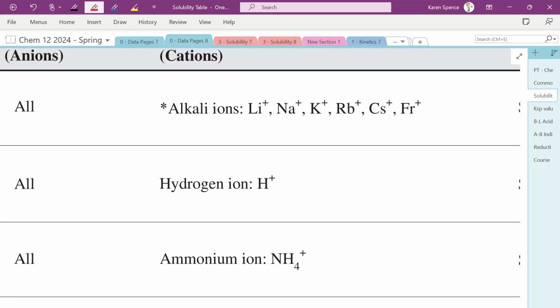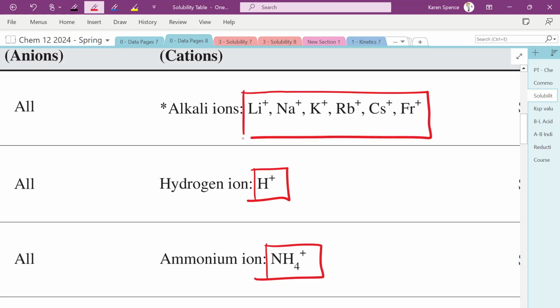Hydrogen ions, ammonium ions, and alkali ions. Now, hydrogen I would not choose because it is acidic. And therefore, you might end up with an acid-base reaction that you don't want. Ammonium is also an acid, so I don't want to add it because I could end up with a reaction I don't want. So who am I left with?